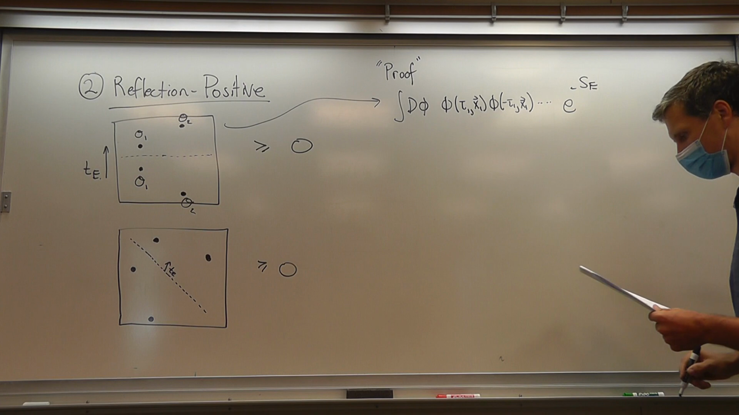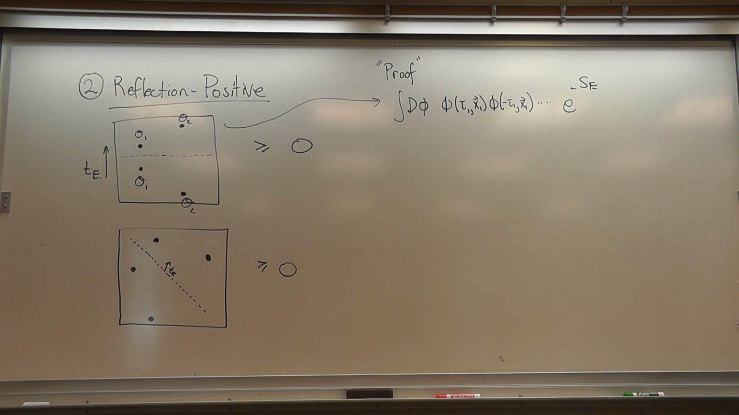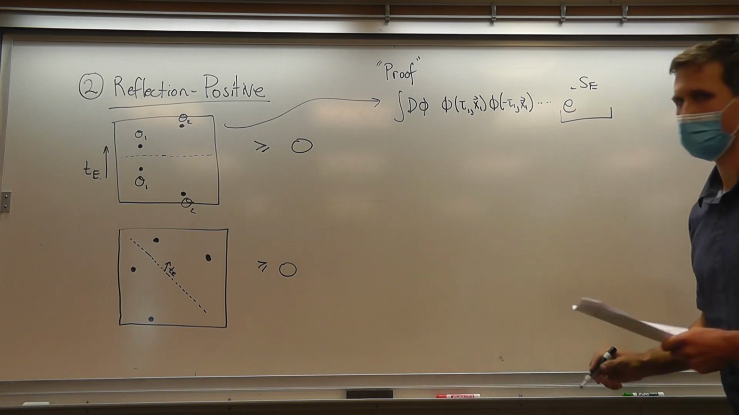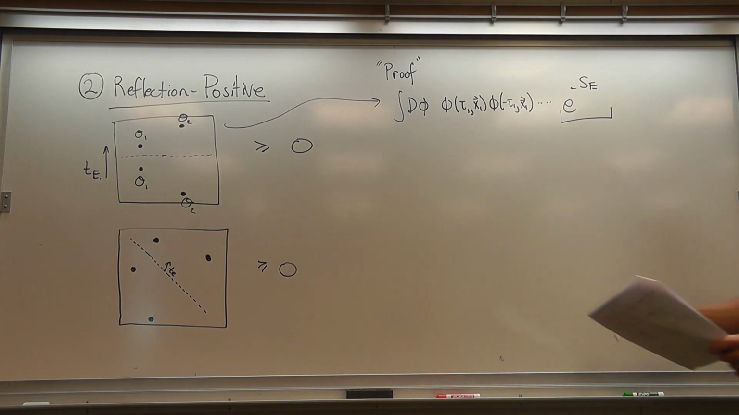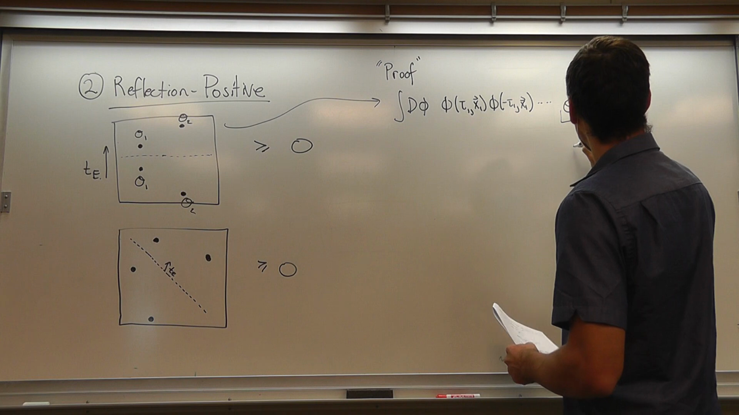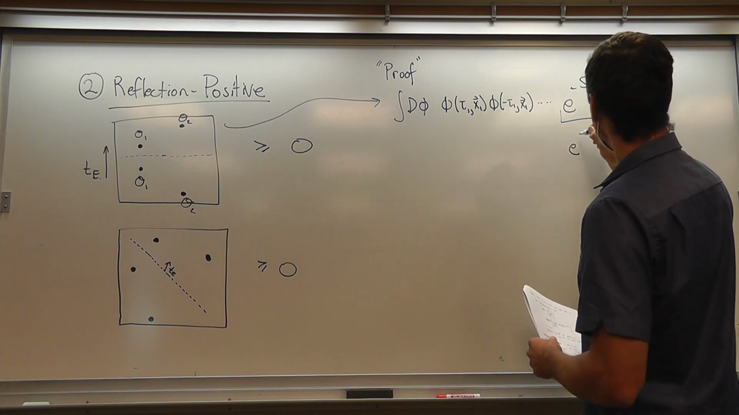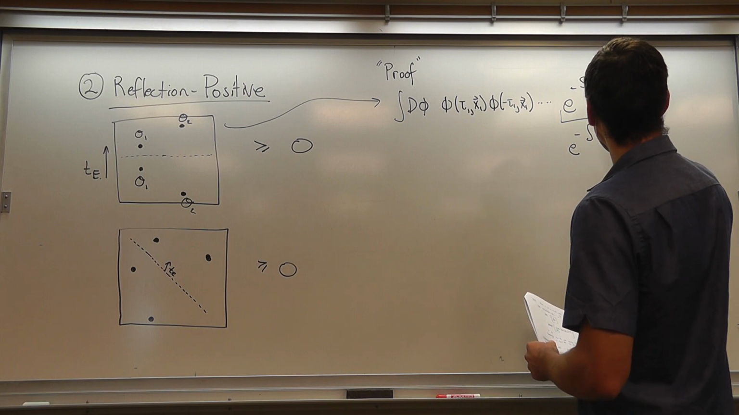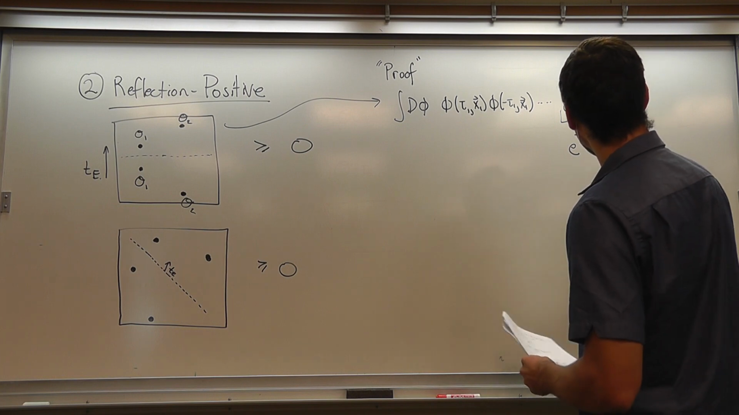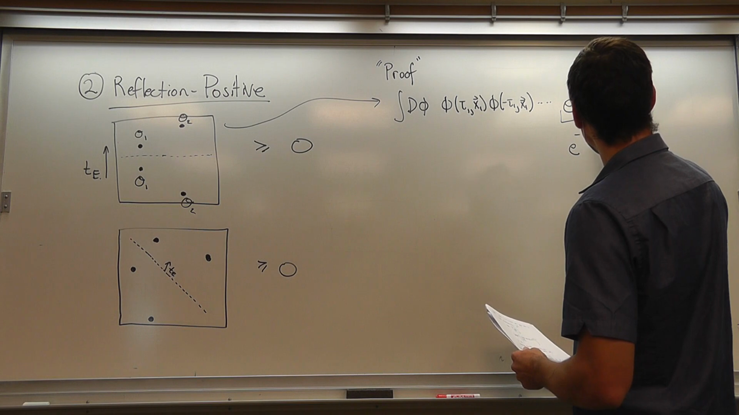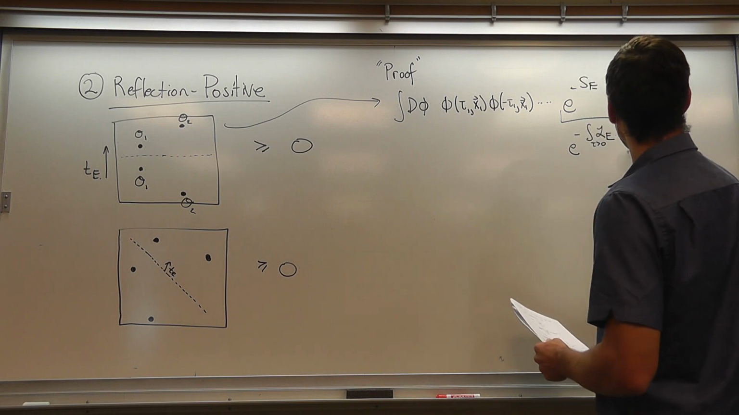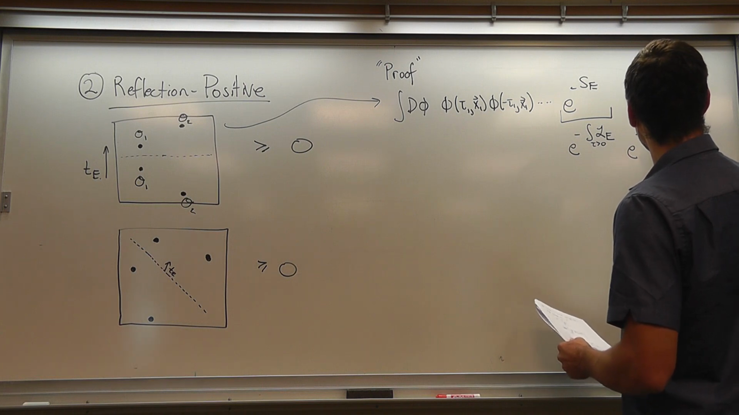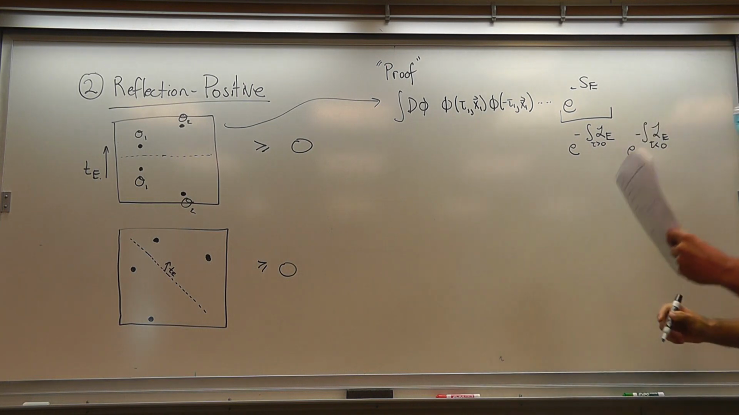S_E. But S_E itself is an integral of a local density. So I can take this exponential and write it as e to the minus integral of the Euclidean Lagrangian density over tau greater than 0, times e to the minus integral of L_E over tau less than 0.